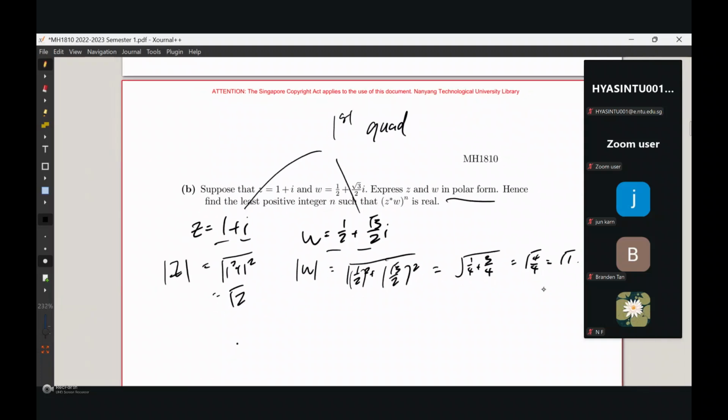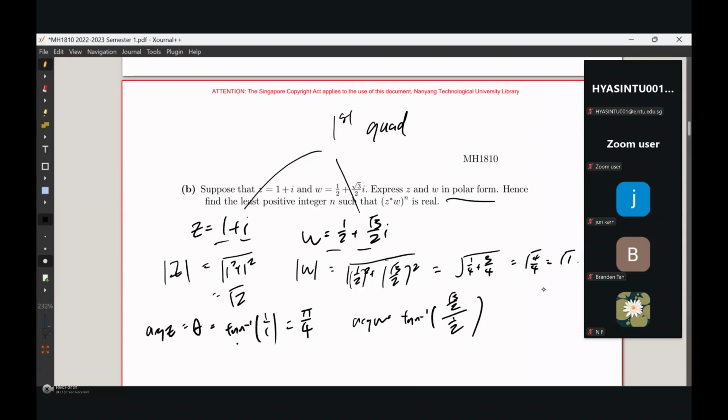Okay, so now we have the modulus for z and w. All we need to do is find the argument. Find the argument of z, which is theta equals tangent inverse of y over x. So it is 1 over 1. Here you get 45 degrees, which is pi over 4. Then the argument for w would be tangent inverse of square root 3 over 2 over half. Here you will get 60 degrees, which is pi over 3. You should always leave the answer in radians.